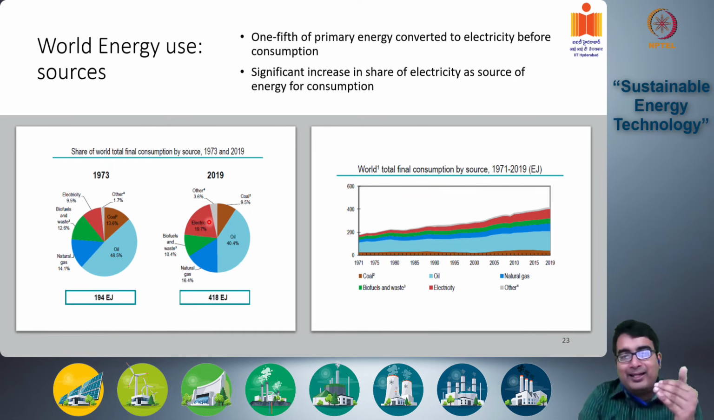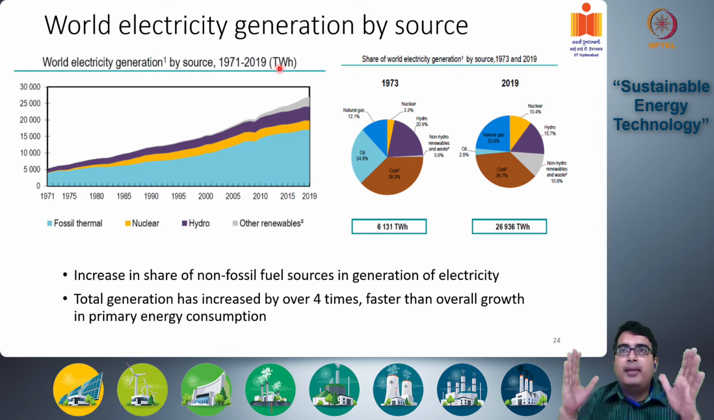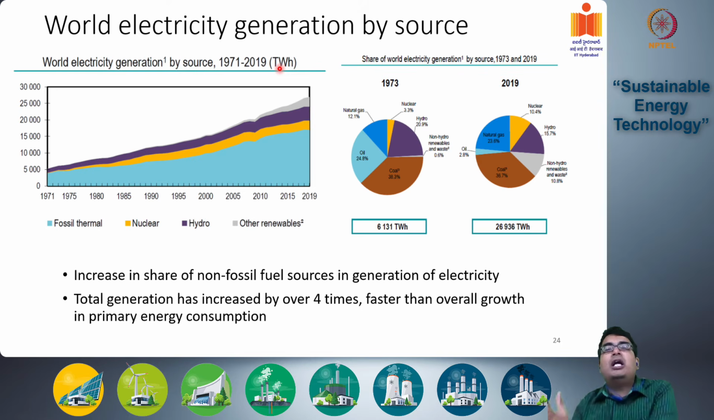So let us look at this electricity section that we have been discussing. Here, you see where the electricity is being produced from. That is world electricity generation by source. Here you see the change in units. The units have changed to terawatt hours. So you remember kilowatt hour, megawatt hour, gigawatt hour, terawatt hour. Watt hour is a traditional unit of electricity. So instead of using joules or exajoules, we are looking at terawatt hours.